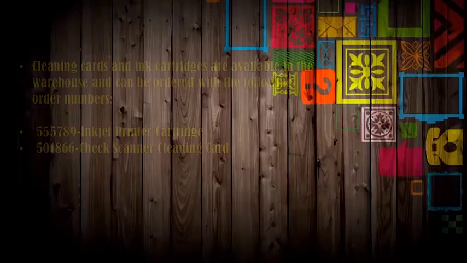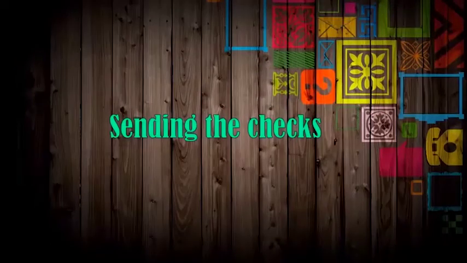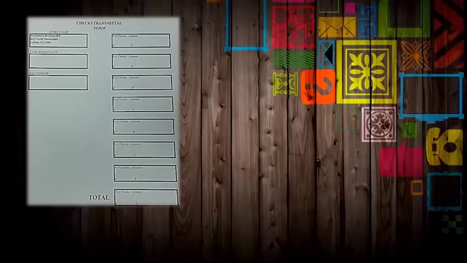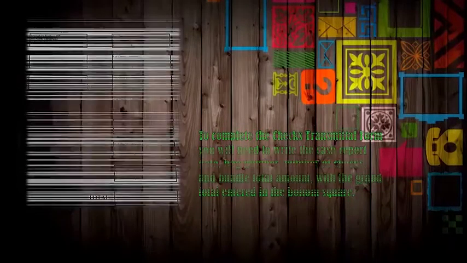The following steps need to be used to properly send the checks to the corporate office. To complete the check transmittal form, you will need the cash report date, bag number, number of checks, and the bundle total amount, with the grand total entered in the bottom square.